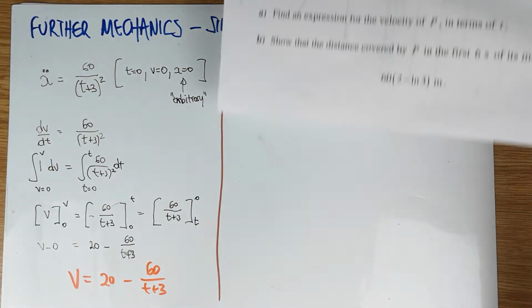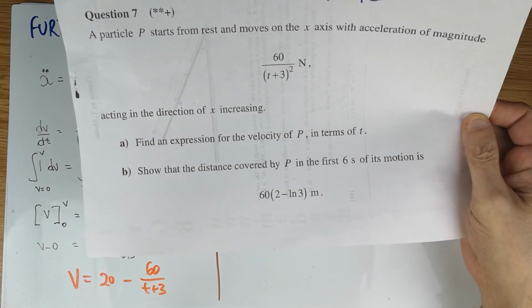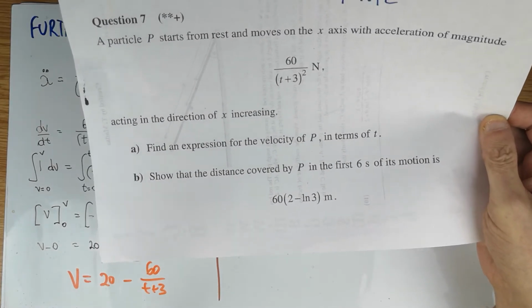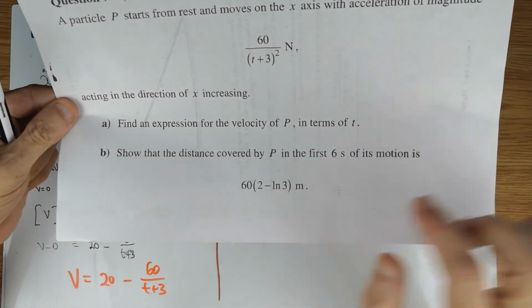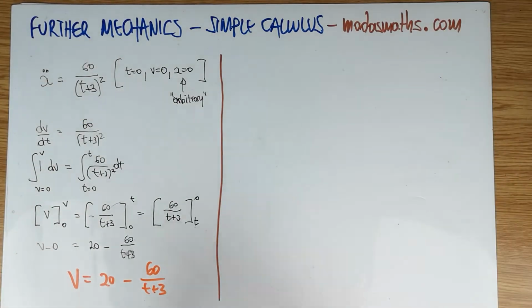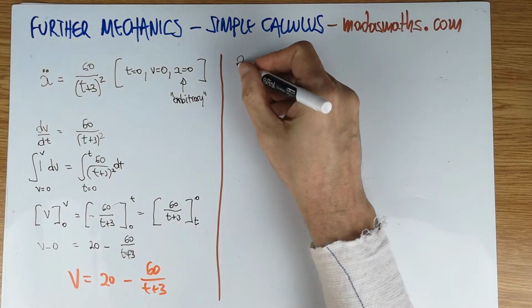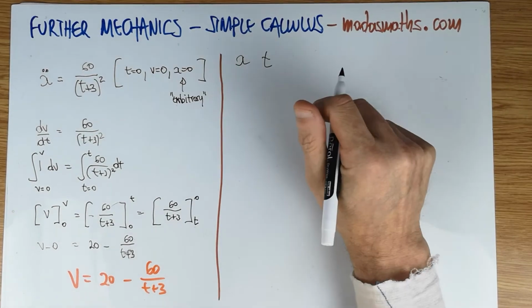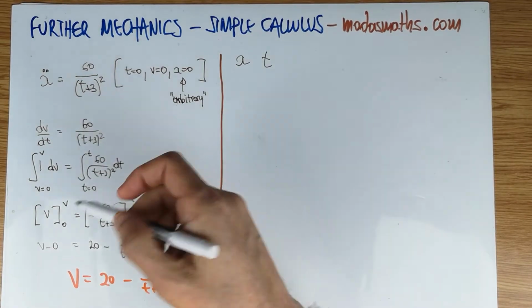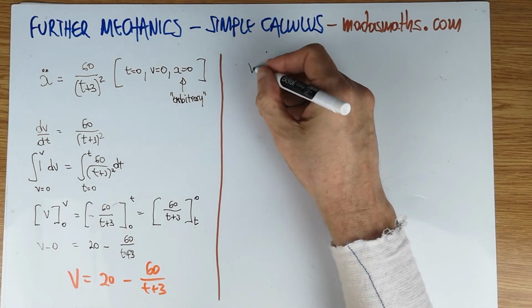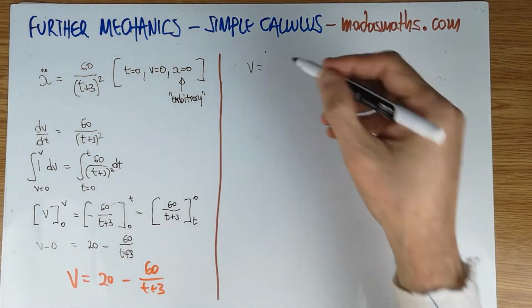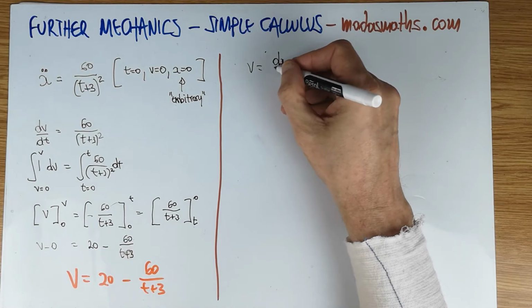Part B. Show that the distance covered by the particle in the first 6 seconds of its motion is given by 60 bracket 2 minus the log of 3. So we need to involve distance, which is x, and time. So we need to take the velocity expression, which of course we have now, and write it as dx by dt.